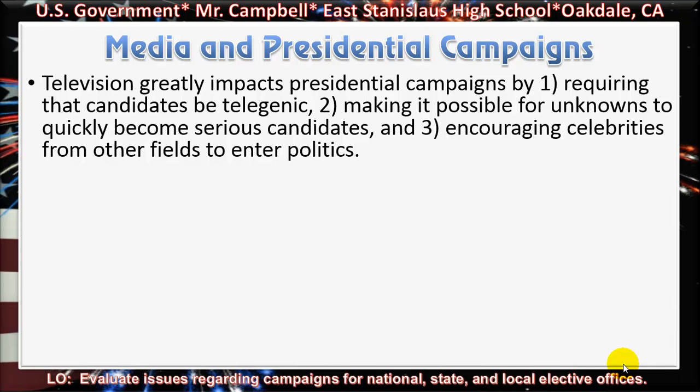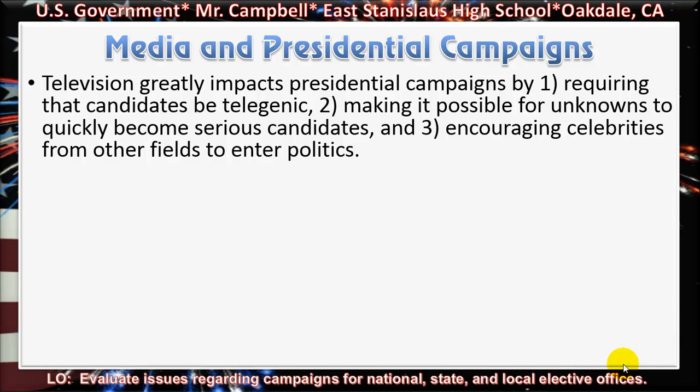2, making it possible for unknowns to quickly become serious candidates. For example, Sarah Palin, virtual unknown as the Alaska governor, hadn't really even been in office that long when she was selected to be John McCain's running mate. Television helped to make her overnight into a huge name, and now she's pretty much a household name. And that happened very rapidly. In fact, almost immediately by the end of the 2008 election, people were talking about her for a potential 2012 election campaign, or the possibility of her running herself.